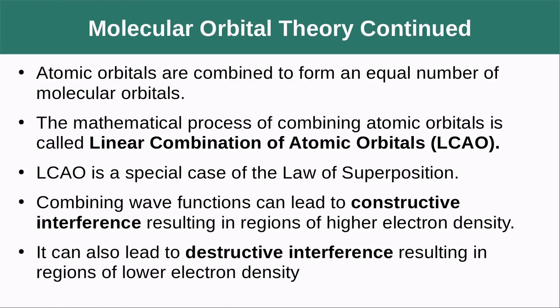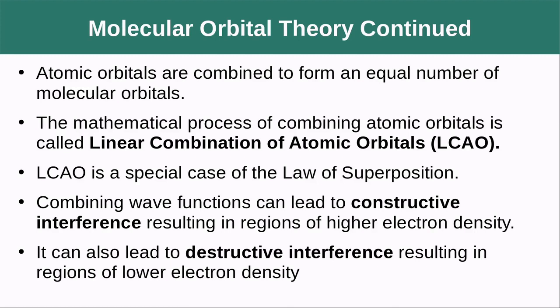You always wind up with the same number of molecular orbitals as you had atomic orbitals to begin with. So atomic orbitals are combined to form an equal number of molecular orbitals. The mathematical process of combining the atomic orbitals is called linear combination of atomic orbitals, LCAO. And LCAO is a special case of the law of superposition, which you may learn about in differential equations.